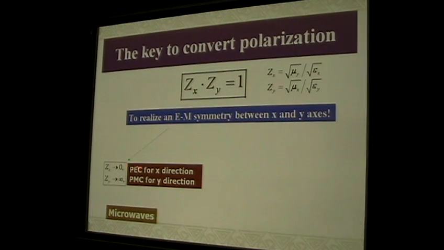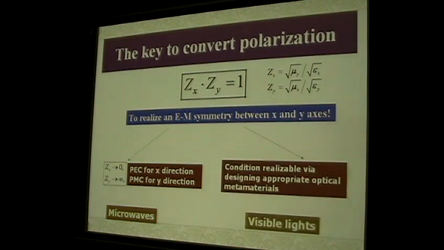A special solution is that for one direction, you can realize the system acting as a PEC, a perfect electric conductor. And meanwhile, you achieve a PMC for the other direction. Then if this condition is satisfied, you can completely convert the polarizations.